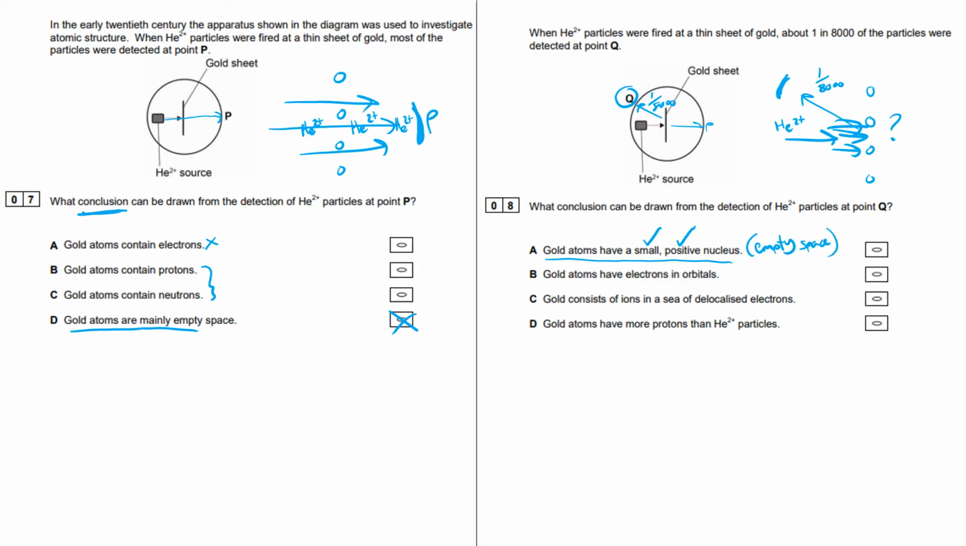Gold atoms have electrons in orbitals. You can't conclude anything about where the electrons exist, nor can you conclude about the sea of delocalized electrons, and you can't say anything about the number of protons in there. So answer A is correct.